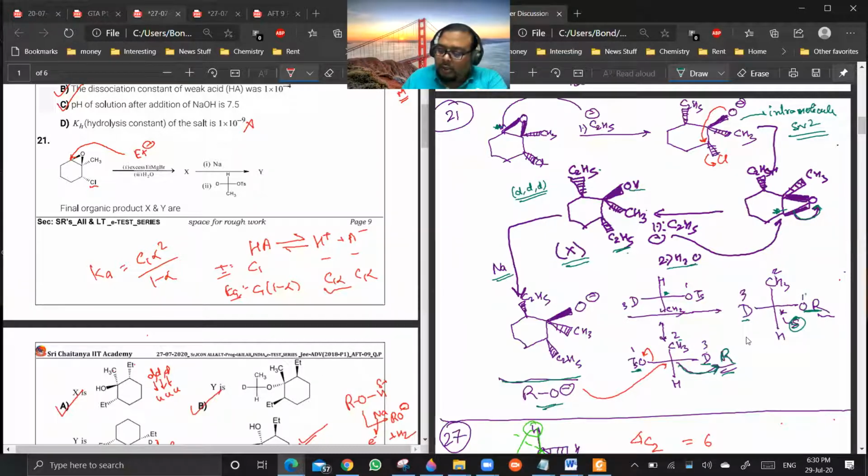You see 1 to 2 to 3, it is anti-clockwise and hydrogen is still on the vertical. So S will remain S. Are you remembering this thing? Yes or no?